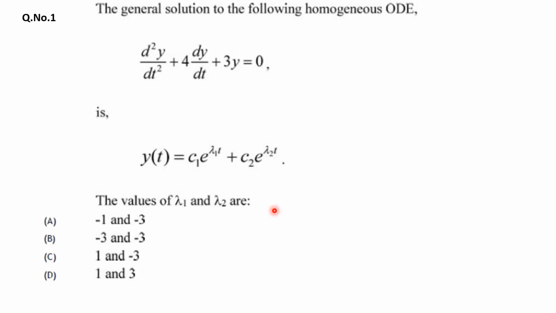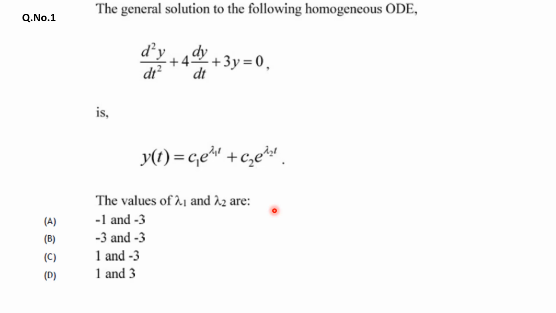The first question is the general solution to the following homogeneous ODE: d²y/dt² + 4 dy/dt + 3y = 0 is y(t) = c1 e^(λ1 t) + c2 e^(λ2 t). The values of λ1 and λ2 are.